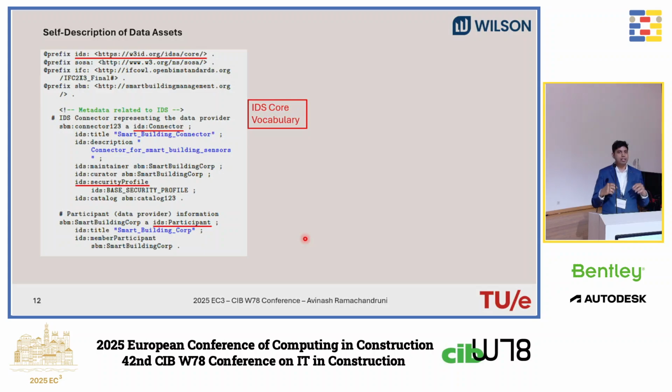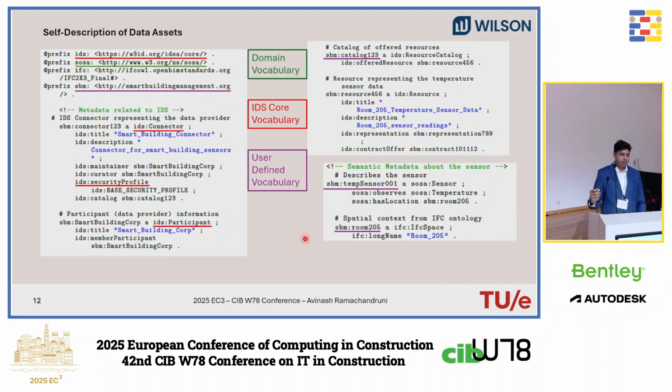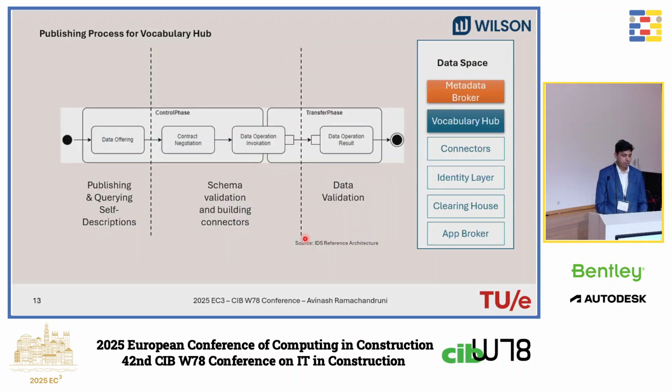Using an ontology, like we've seen, the exchange process happens between connectors. So you describe a connector using the core IDS vocabulary, and then we have any company-specific or industry, user-defined vocabularies that we can use to describe a particular sensor in a building. And we can also reuse ontologies. In this example we have shown how you can describe a sensor in a particular room using the SOSA ontology.